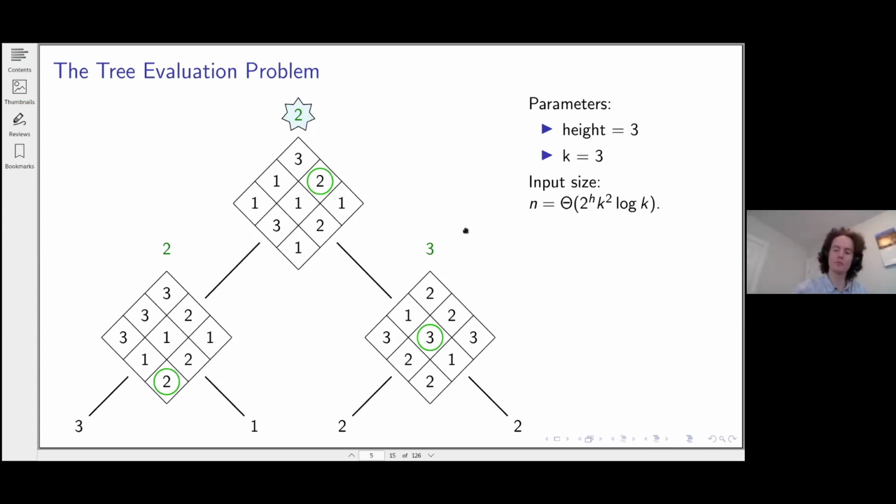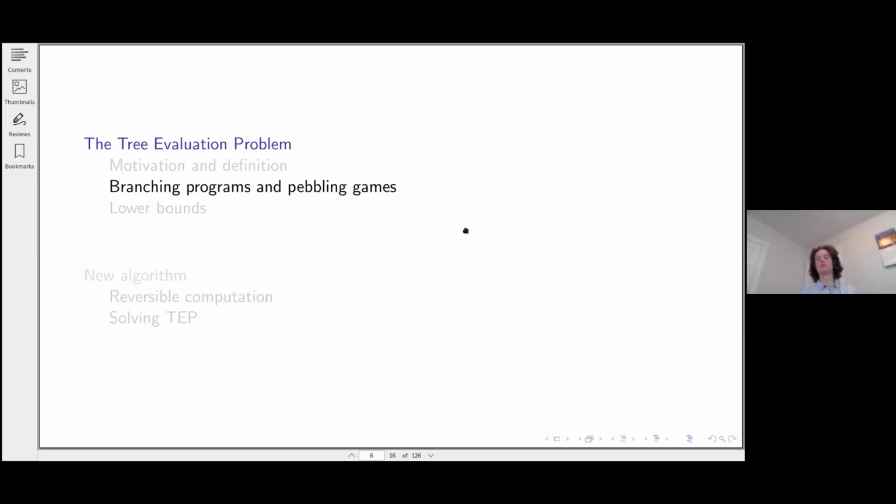Okay, so that's the problem. Now I want to talk about algorithms for solving the problem. So I'll introduce a computational model called branching programs, which we use to study it. And I'll also talk about an abstraction called pebbling games, which is useful both for getting upper and lower bounds.